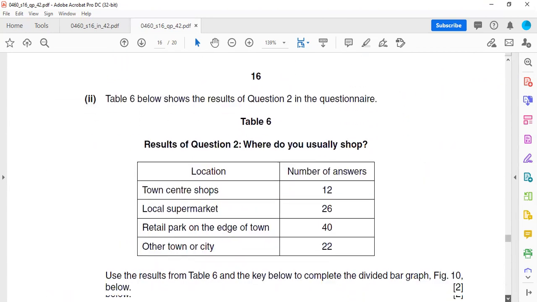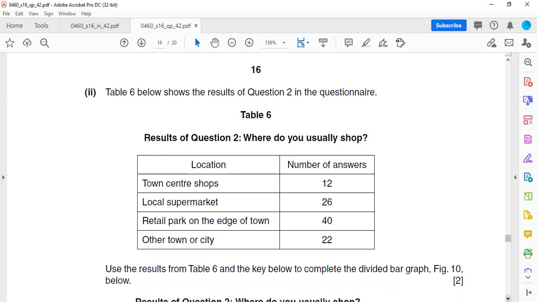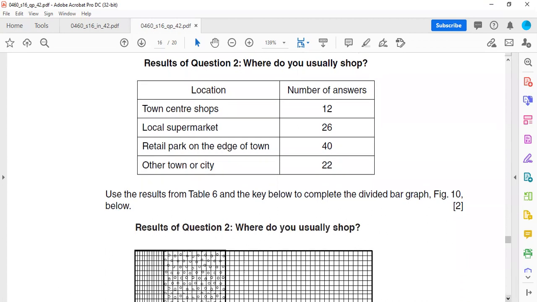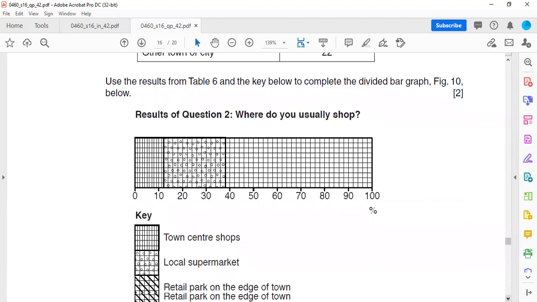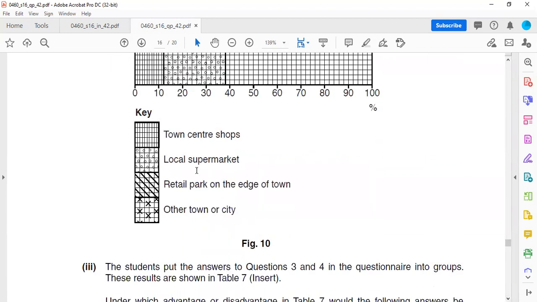Okay. So there's another question that they want you to complete using this. You know how to complete this as well. But make sure you put the key. The key is very important. You must get the actual point and the right key.